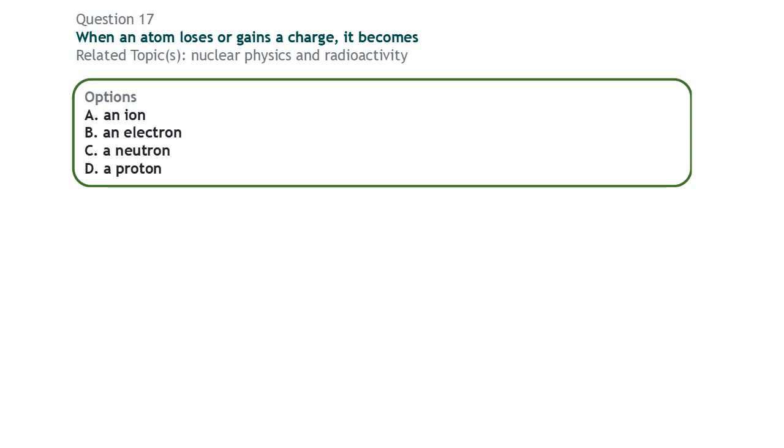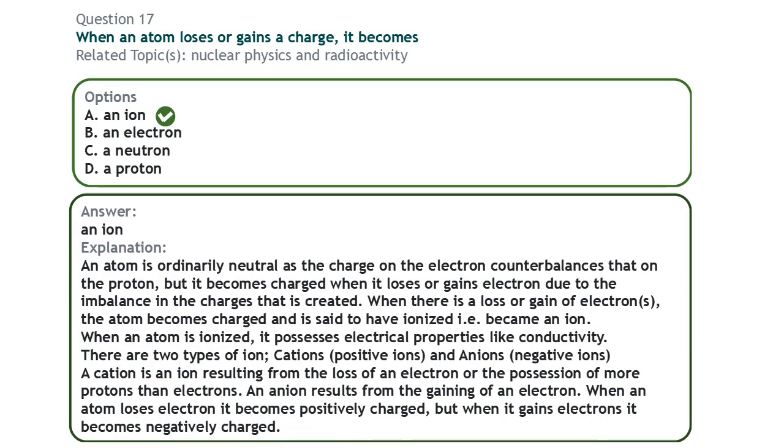Next on nuclear physics, when an atom loses or gains a charge, it becomes an ion. An ion is a charged atom. An atom becomes an ion when it loses a charge or when it gains a charge. It can only lose electrons, only electrons in this case. So when it loses an electron or it gains an electron.